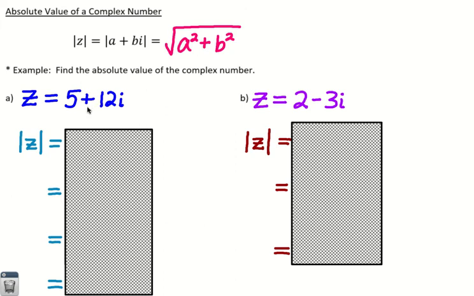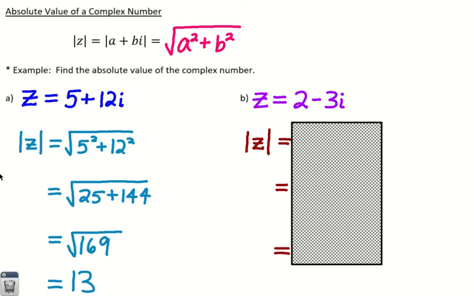And so for example A, all you have to do is take your A value of 5 and your B value of 12. I mean, think about it. If you had to graph this, you'd be going over 5 on the A axis, the real axis, up 12. And so you'd be doing the Pythagorean theorem to find C or your R or whatever you want to call it. And the final answer would end up being 13.